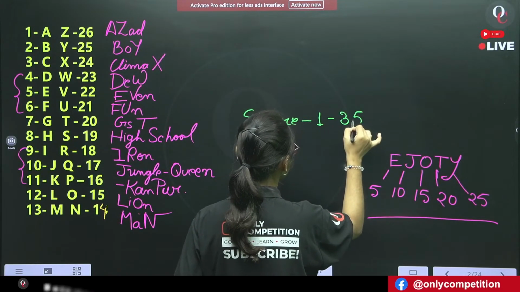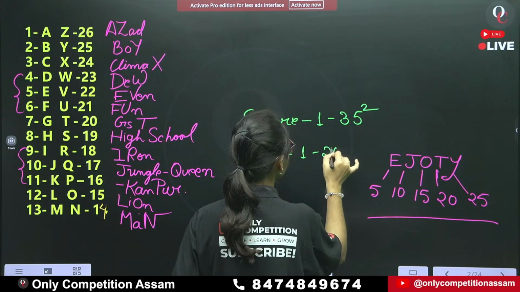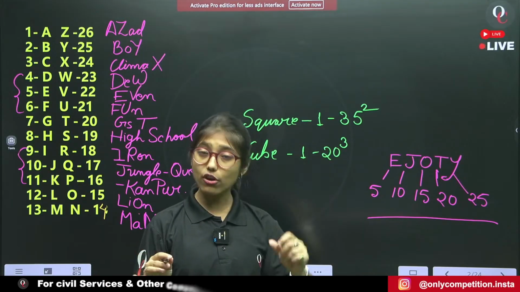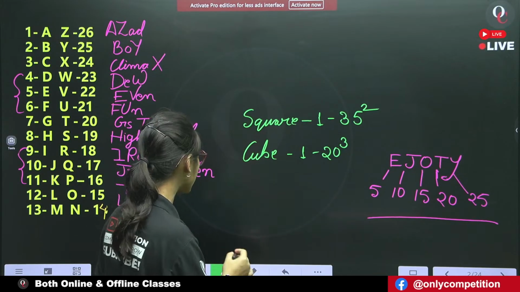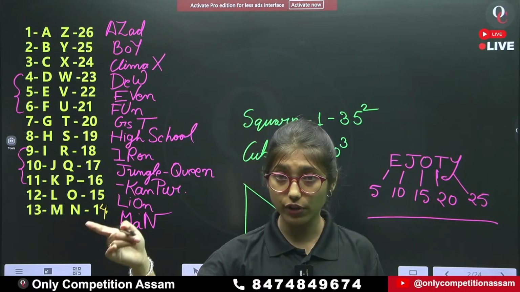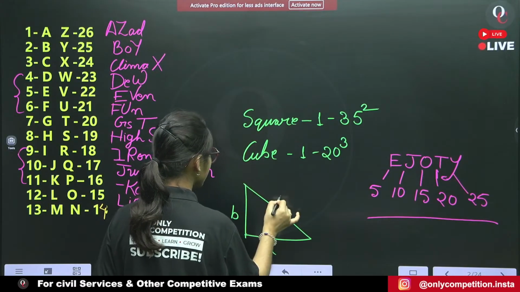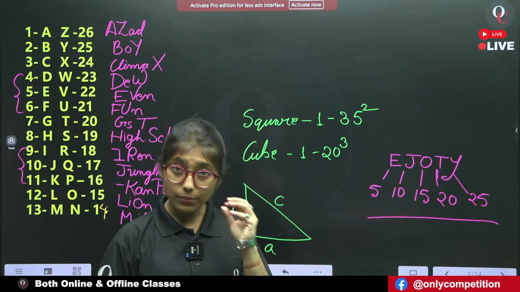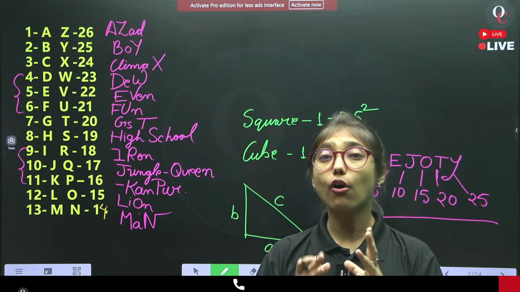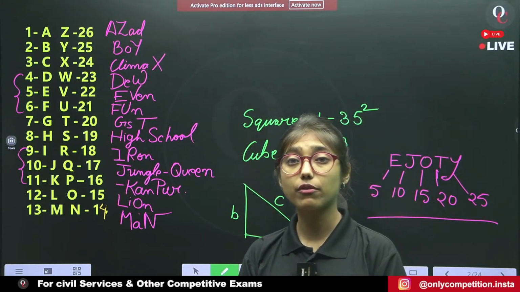From 1 to 35. We need to memorize cube values from 1 to 20, okay. Because these square values will be used in many topics, and one of those topics is direction and distance. Do you remember the Pythagoras theorem? What is the formula for the Pythagoras theorem? It is a square plus b square equals c square. In that particular question also we will be using the square values. Therefore, for all these kinds of questions to be solved, we need to make our foundation, our base, very strong.